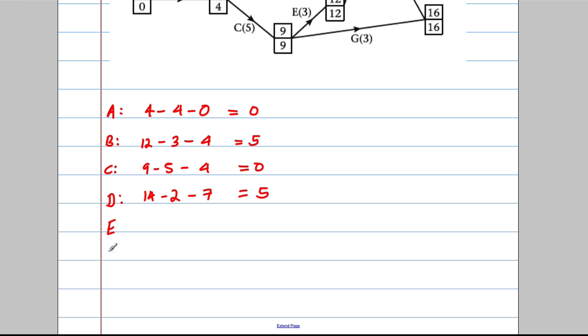So let's do E, F, what do we get to here? G and H.